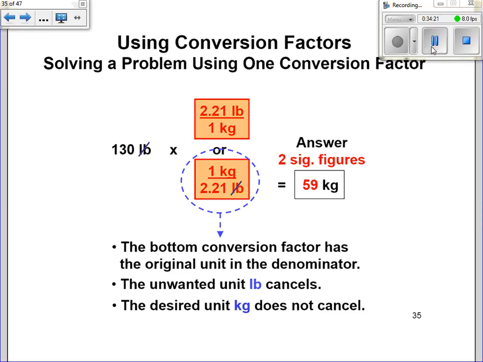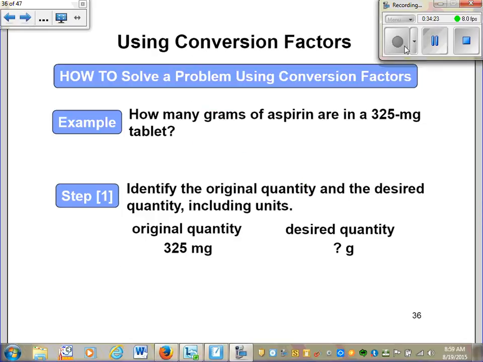Okay, here's a problem. How many grams of aspirin are in a 325 milligram tablet? You can figure this out. I have confidence in you. 1 gram is equal to how many milligrams? 1,000. Go. Figure it out.